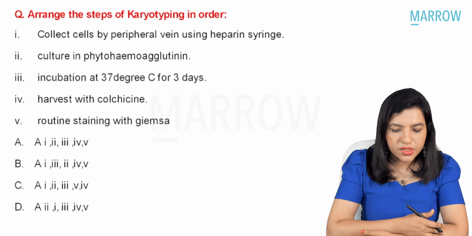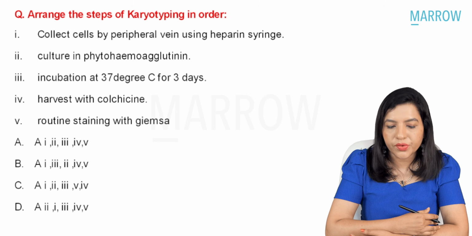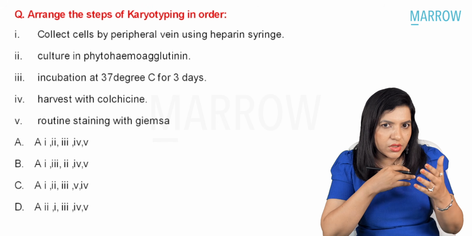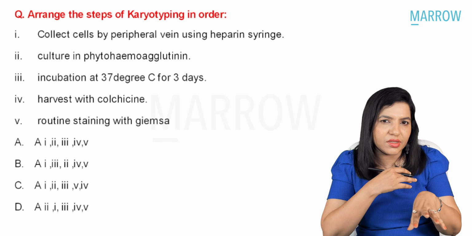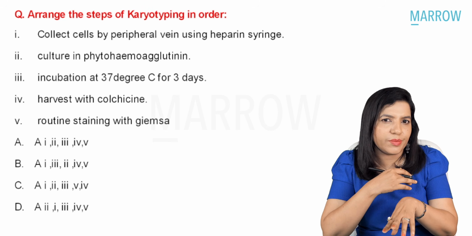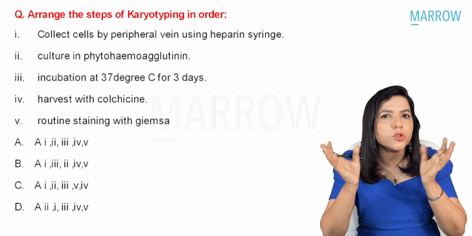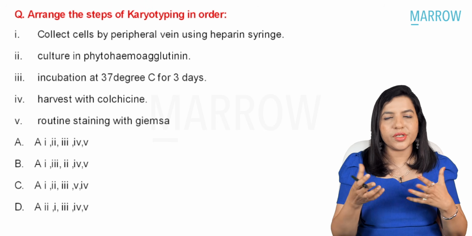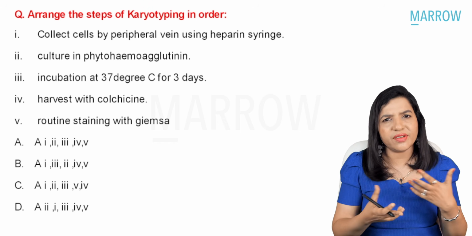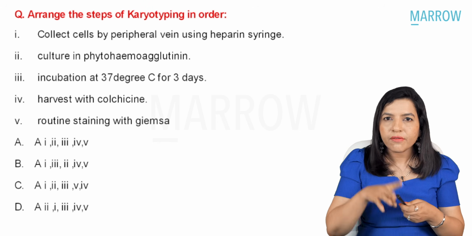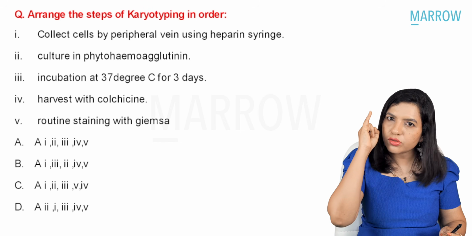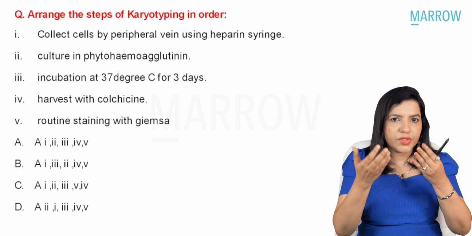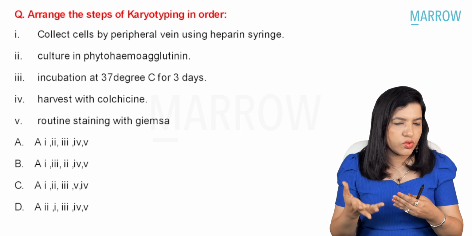The next question is to arrange the steps of karyotyping in order. Even though we don't know anything about karyotyping, from the arrangement in the question itself we can understand the steps. Most of the time, if you want to do a karyotyping, first we should isolate the cell. For example, bone marrow or whatever cell we want to study the DNA of, we will isolate that cell. So that is the first thing. The next thing is that we transport it to the cytogenetic lab.